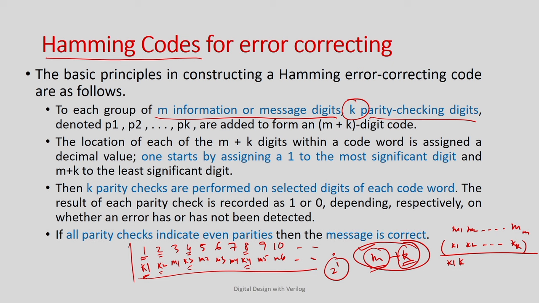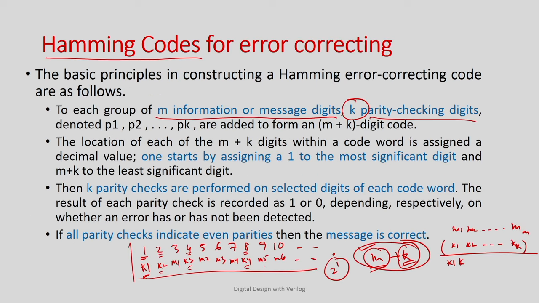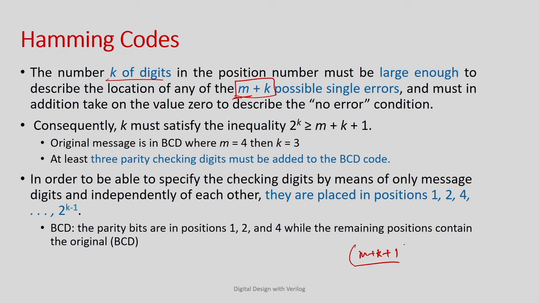So, what is the value of k for a given m, that you have to understand. As I mentioned, if k parity bits and m message bits are there, there will be m plus k bits in the encoding. Plus there is a no error case. So, the total number of values is m plus k plus 1. First of all, there are m plus k digits, and an error can happen in any location. So, any of the m plus k bits can flip during communication. The possible locations of error are m plus k, and no error is one more scenario. So, the total possible scenarios are m plus k plus 1.